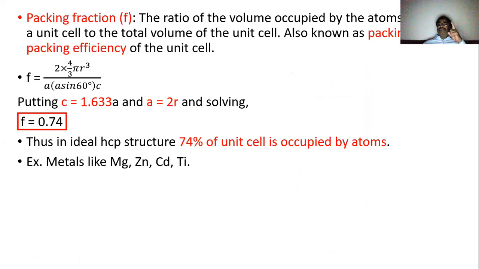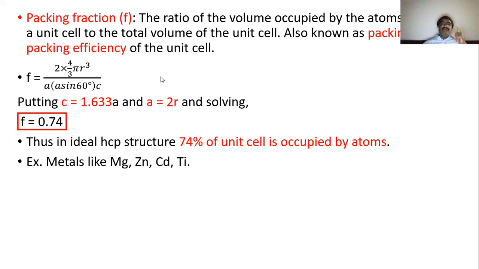Now let us find the packing fraction, which is another characteristic. One characteristic is the coordination number, and in case of close packed structure, it is 12. And the other important characteristic that defines the close packed structure is the packing fraction, or packing efficiency, or packing factor. And what is this packing fraction? This is the ratio of two volumes, that is the volume occupied by the atoms in a unit cell to the volume of the unit cell. Okay, so how many atoms are there in the unit cell, that we have to find.